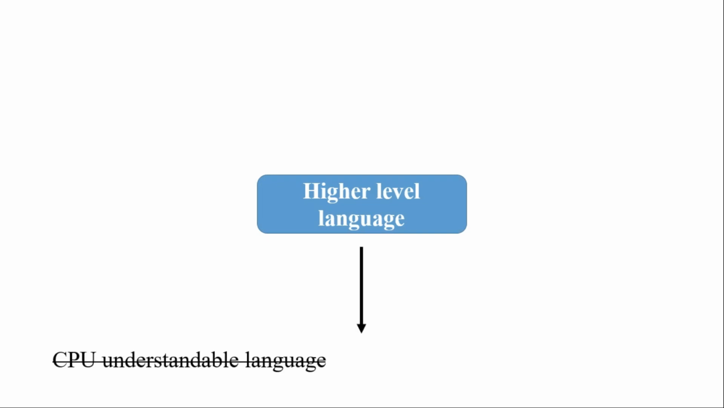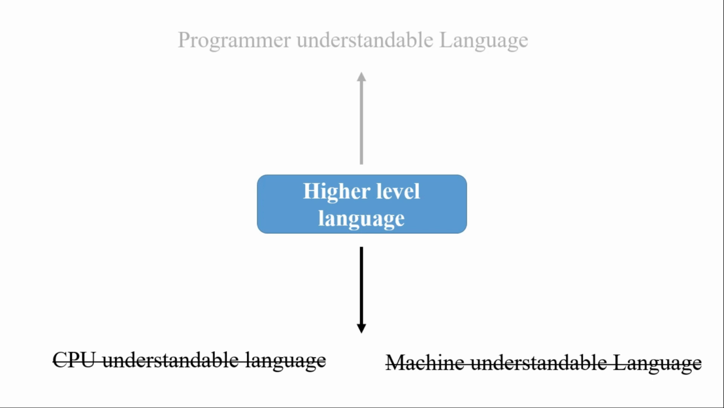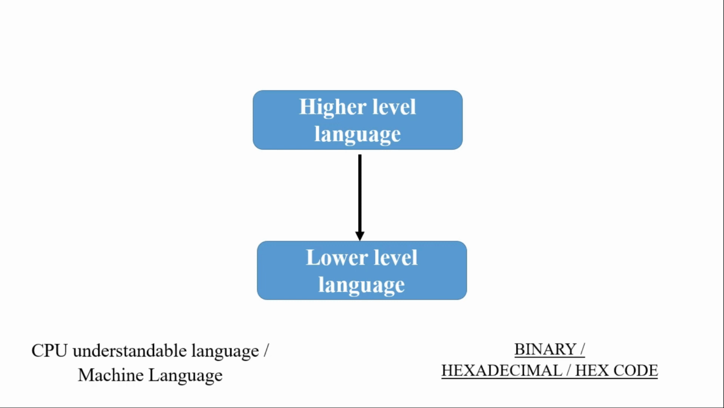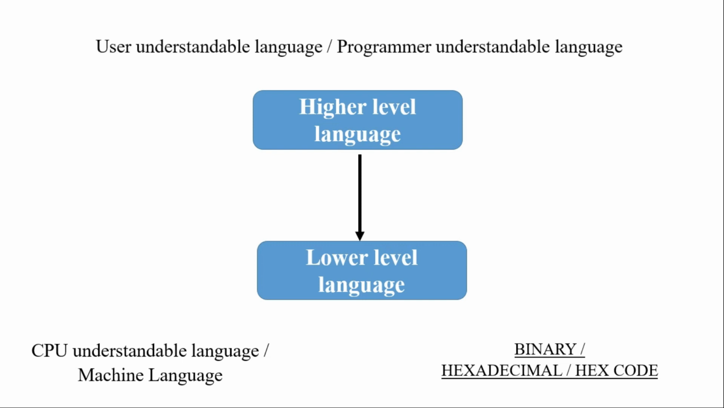Now on the contrary, a higher level language is not CPU understandable or machine understandable. A programmer does not understand machine code. He or she always writes a program in higher level language. Hence, a higher level language is also known as a programmer understandable language. But before programming a CPU, there arises a need to convert a higher level language to a lower level language or CPU understandable language or machine language or binary code or a hex code, since a CPU cannot understand this higher level language. So we can say that a higher level language is a user understandable language or a programmer understandable language.